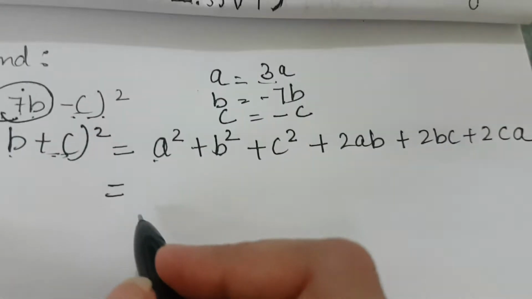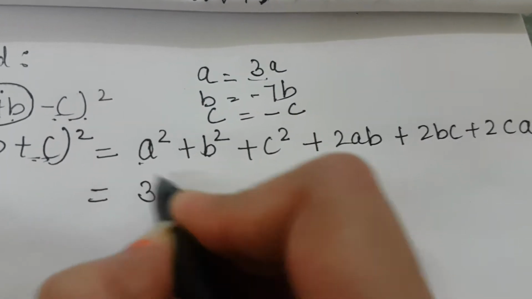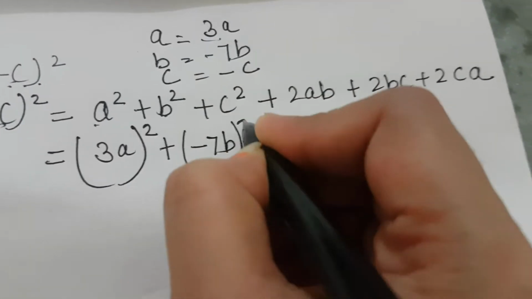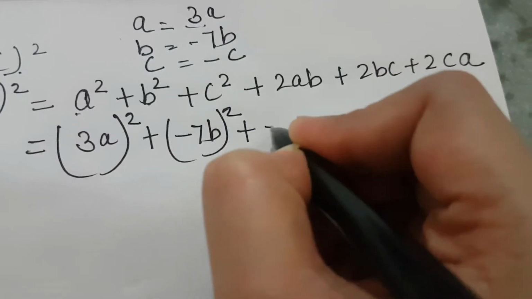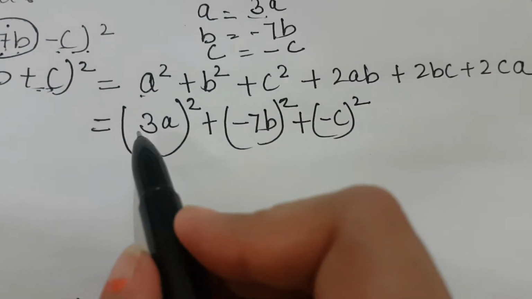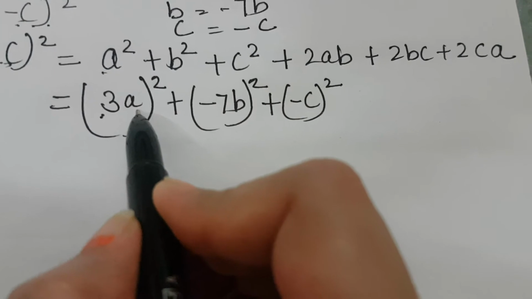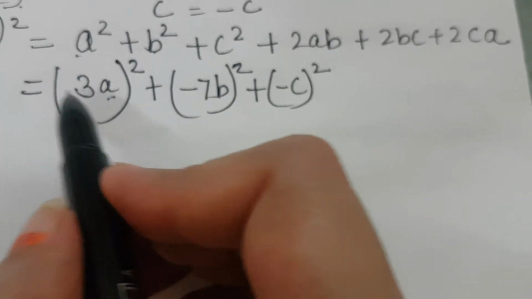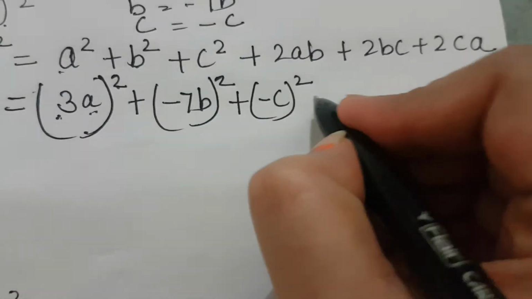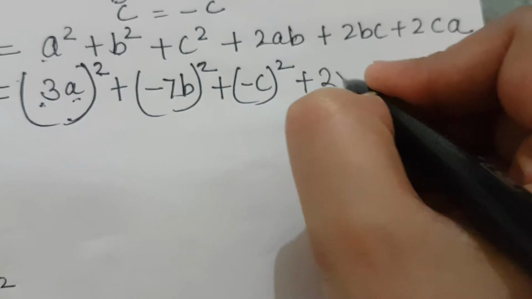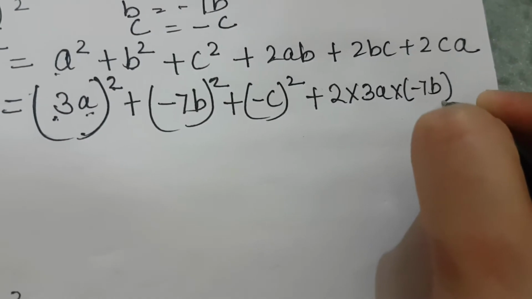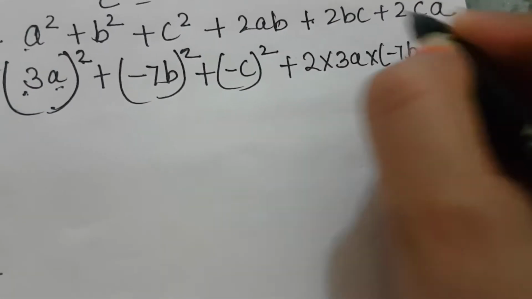Now start putting the values. A value is 3a, so (3a) whole square. What is the value of b? Minus 7b, so (minus 7b) whole square. And c value is minus c, so (minus c) whole square. When you have sign, number, constant and variable together, you always put a bracket, then put the square sign. Fine. Now plus 2 into a into b, so 2 into 3a into minus 7b. Don't put two signs together. Then plus 2bc.